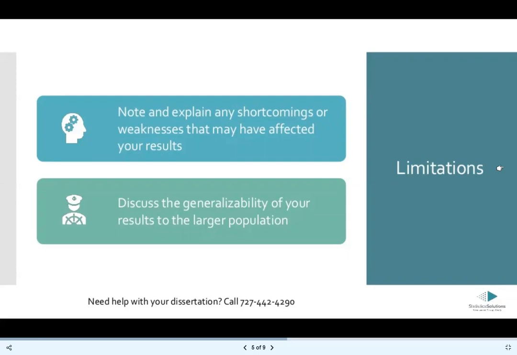Next, you'll want to discuss the generalizability of your results to the larger sample population. So usually if your study is quantitative and you had a sufficient number of participants, chances are your findings should generalize pretty well, especially if you use a random sample method, which can be more representative of a larger sample than something like a convenience sample, which is just using people that you have access to.